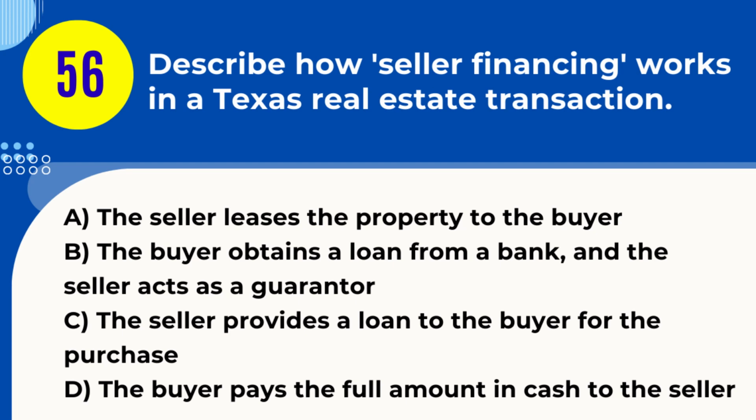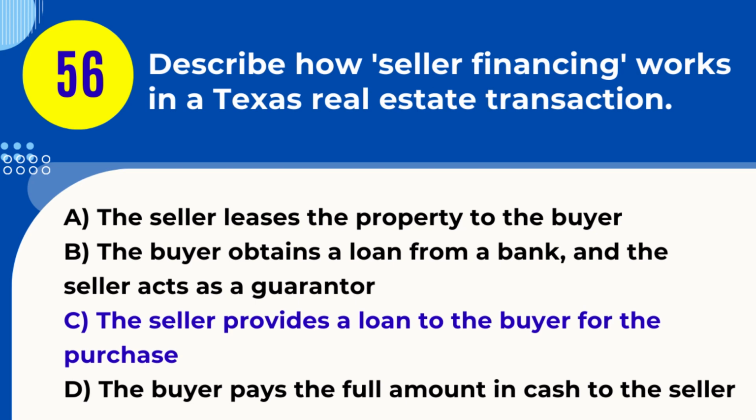A. The seller leases the property to the buyer. B. The buyer obtains a loan from a bank, and the seller acts as a guarantor. C. The seller provides a loan to the buyer for the purchase. D. The buyer pays the full amount in cash to the seller. Answer: C. The seller provides a loan to the buyer for the purchase.